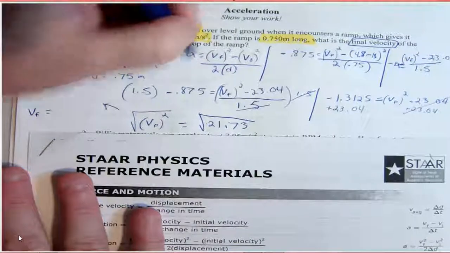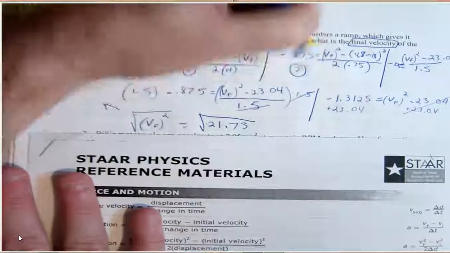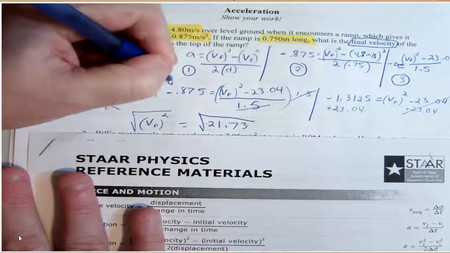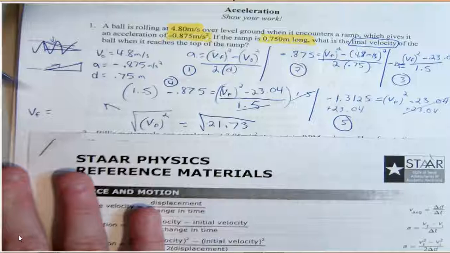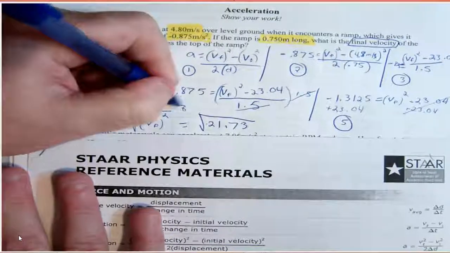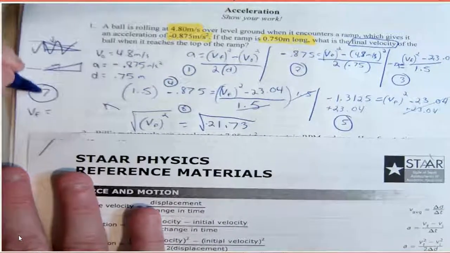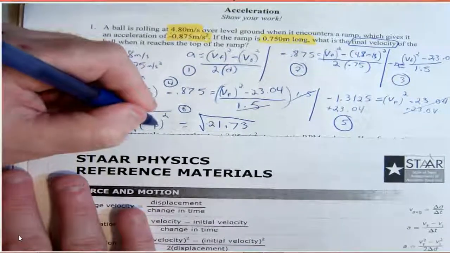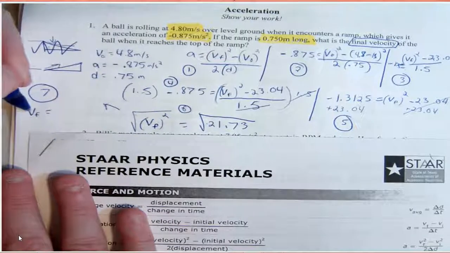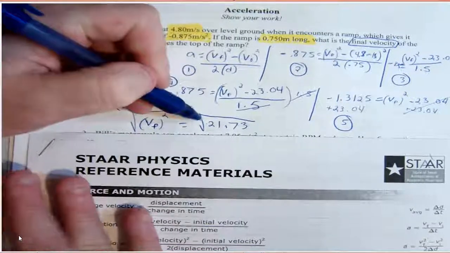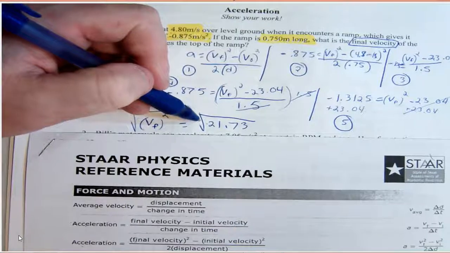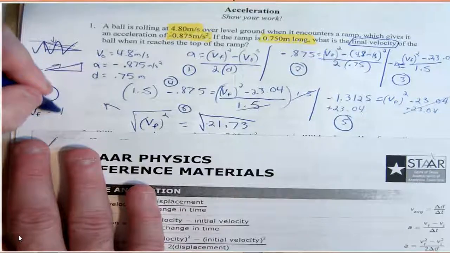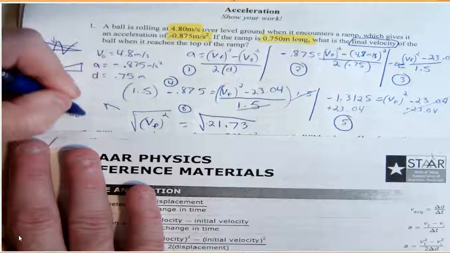Let's label this. 1, 2, 3, getting tricky, 4, 5, 6, 7, which is our final one, right? So we square rooted the final velocity, which gives us final velocity with no square, which means now we have to square root this 21.73. So our final velocity should be 4.66 meters per second.